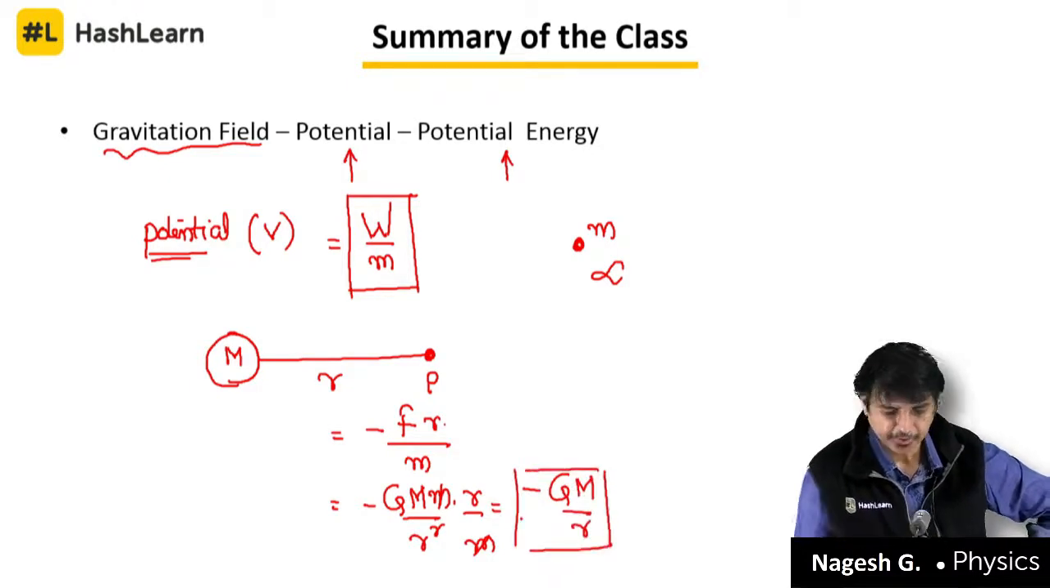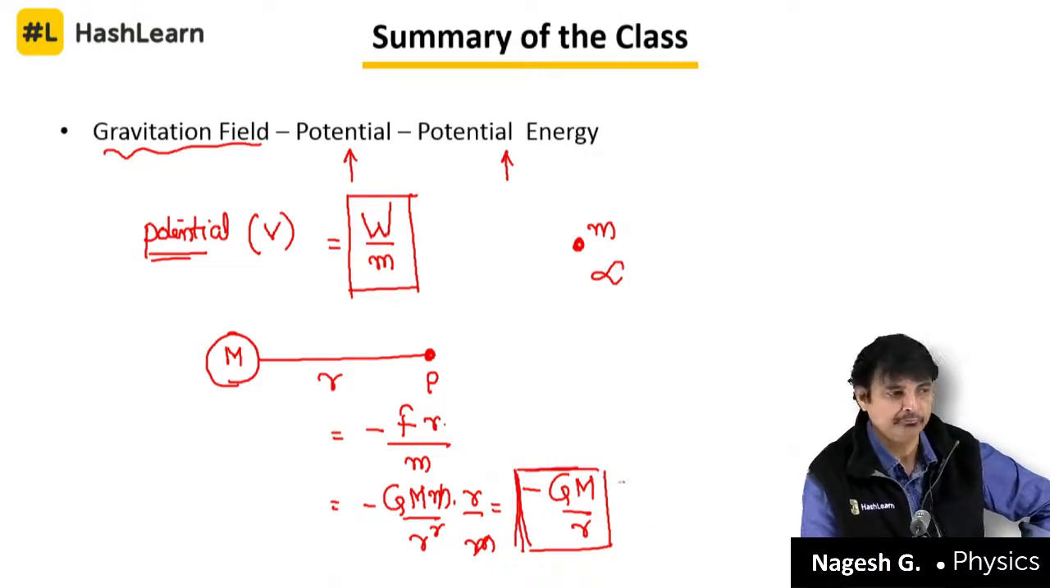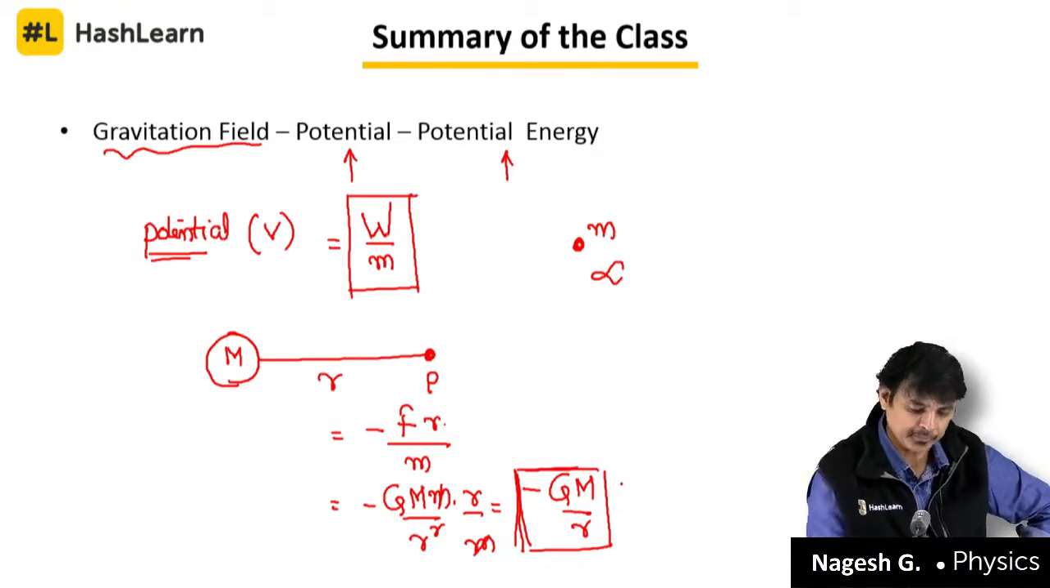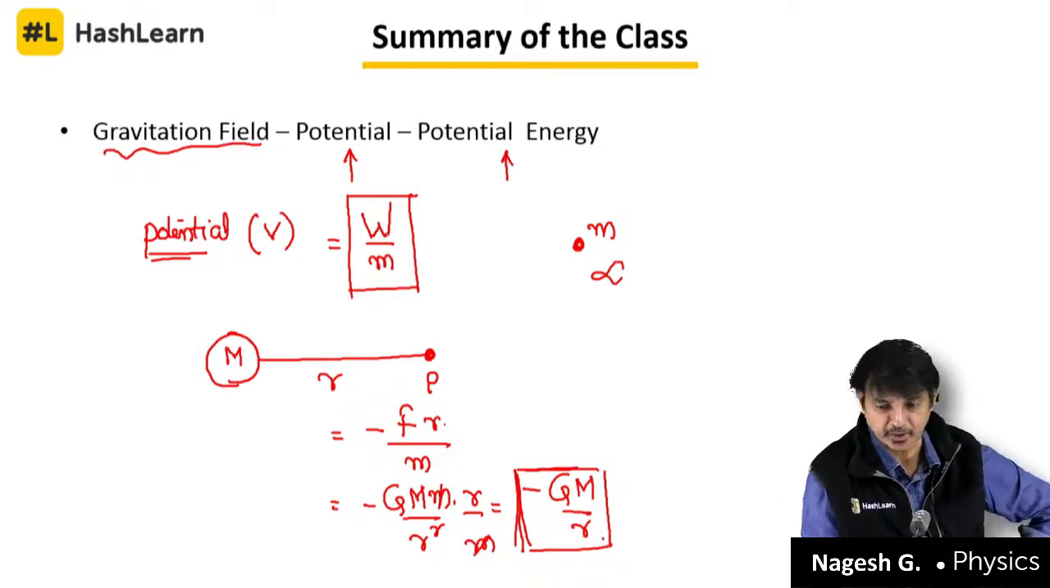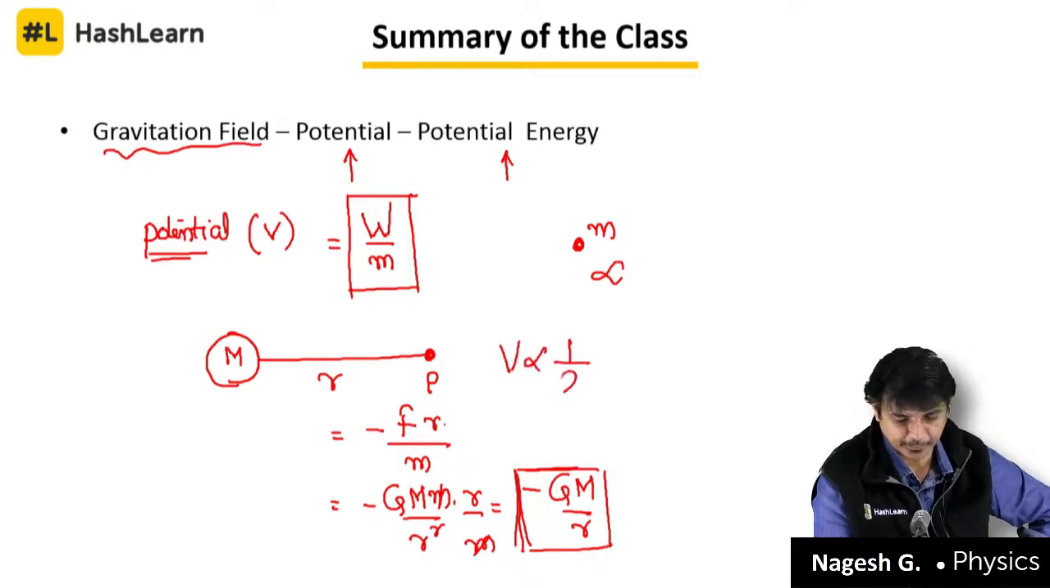You are performing the work against the gravitational field in bringing that unit mass from infinity, meaning from a long distance point, to the point under consideration. So when you observe this, potential is always considered to be negative. The highest value of it is 0, which will be available at infinity. And potential V is inversely proportional to the distance R.